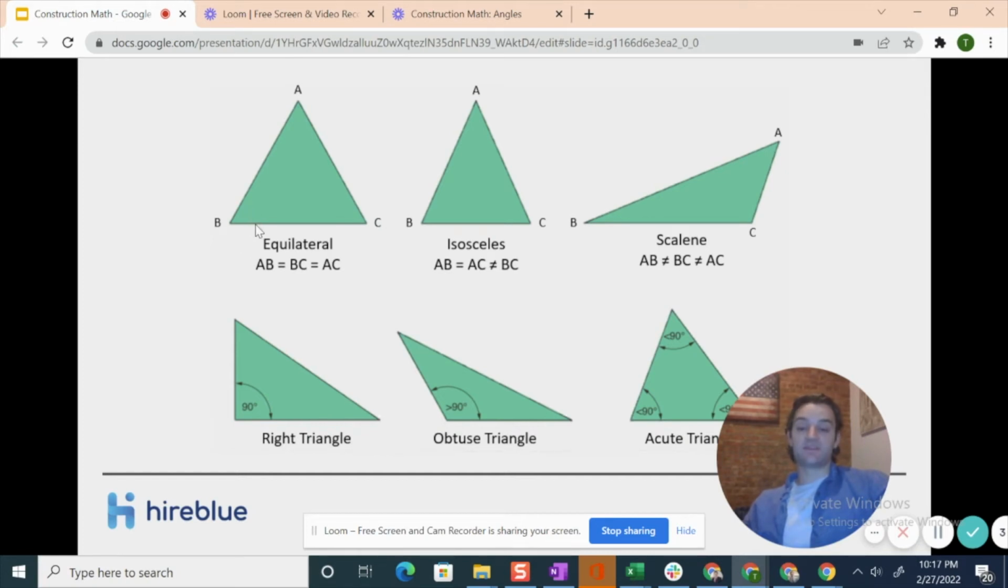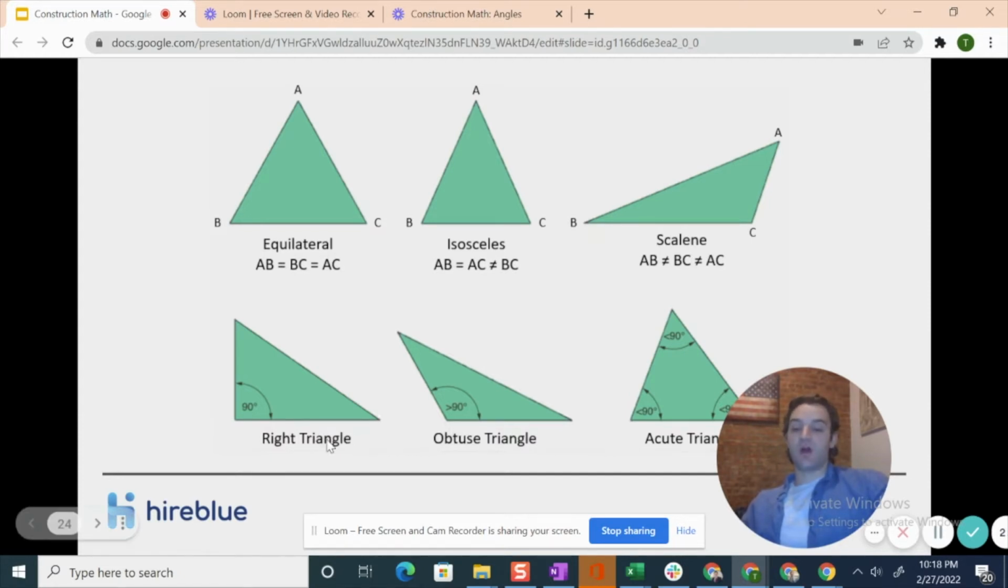So the equilateral triangle has three of the same sides. So A, B, and C all equal each other, and therefore all the angles equal each other as well. So every angle is going to be 60 degrees to make up a total of 180 degrees. The isosceles triangle, two of the sides are going to equal each other. So in this example, AB and AC equal each other, but CB is not equal to the other two sides. And then finally, the scalene triangle, none of the sides equal each other in length.